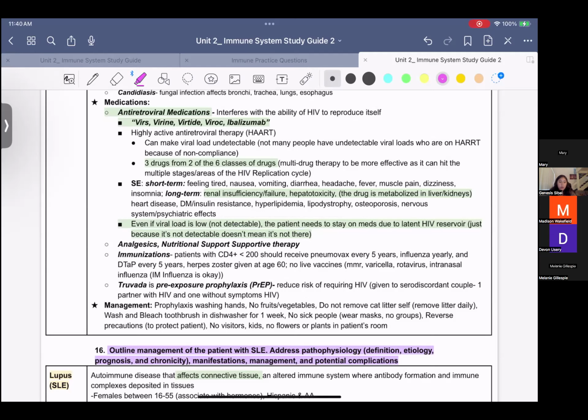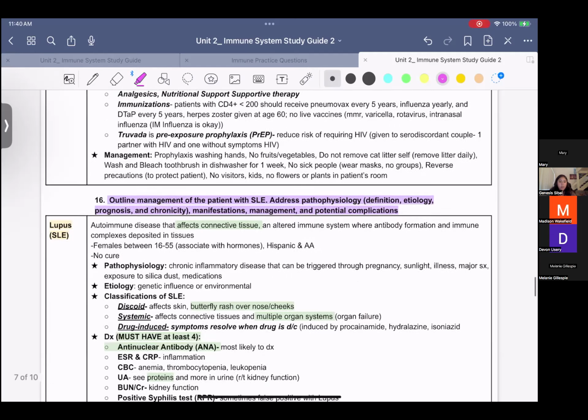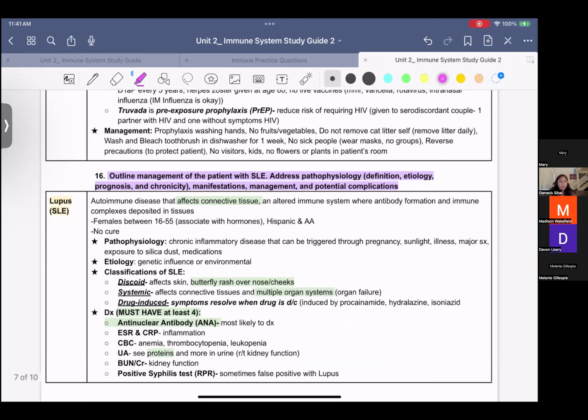And then with Truvada, again, she won't ask you about this, I'm just going over it, but it won't hurt to go over this before your class. So PrEP, that's basically what it is. I think you've heard Truvada commercials before. PrEP is basically reducing the risk of acquiring HIV.